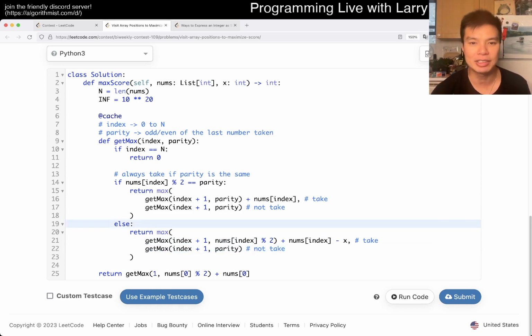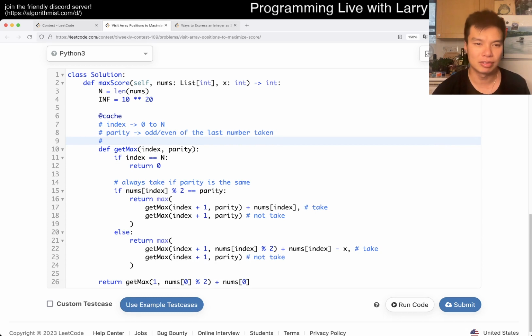This is memoization. So the index goes from 0 to n, parity goes from 0 to 1 inclusive. So the total time is going to be equal to, what is it equal to?